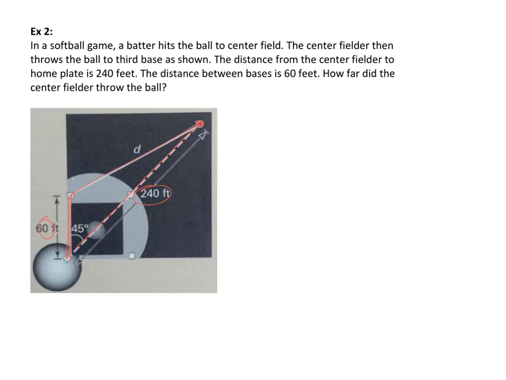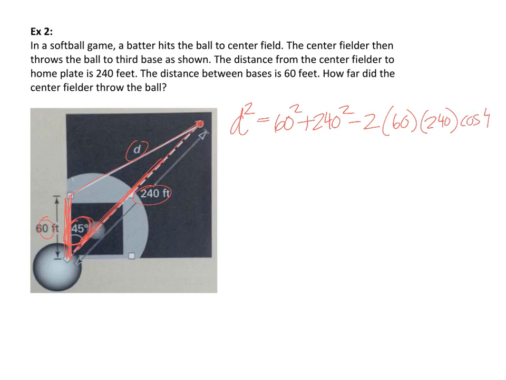Okay, here is where we will apply the law of cosines, because we have one side, we have another side, and we have the included angle. So I have D here. D squared is equal to 60 squared plus 240 squared minus 2 times 60 times 240, and then cosine of 45 degrees. Just take your time setting it up. The setup is the most important part.